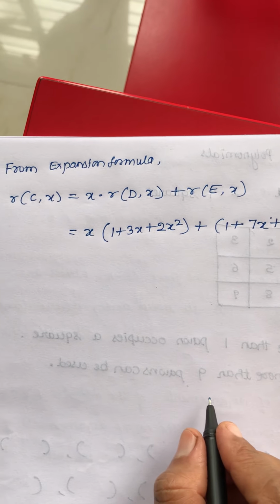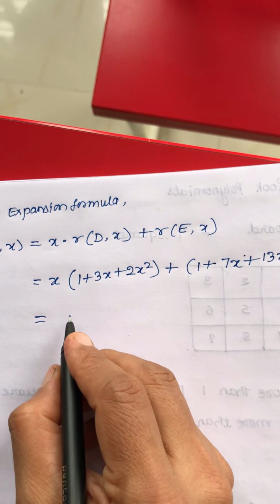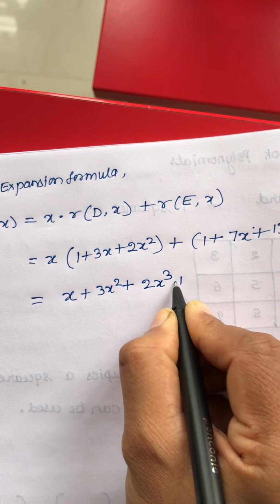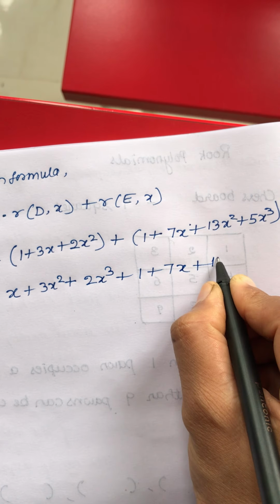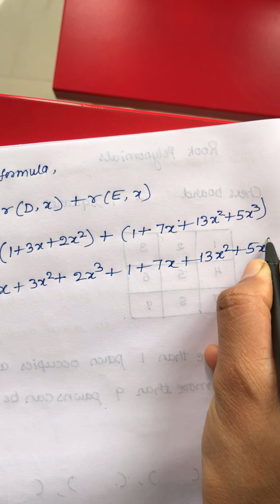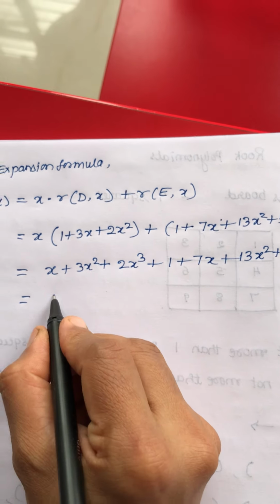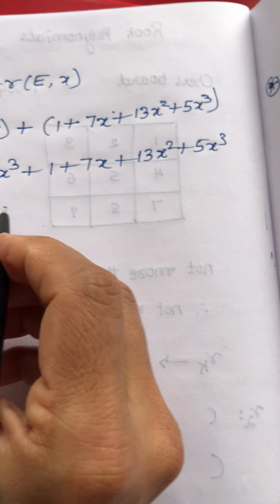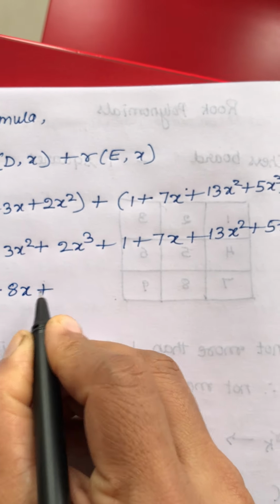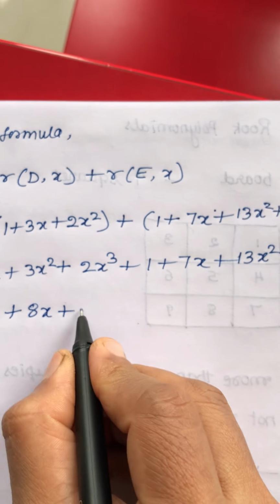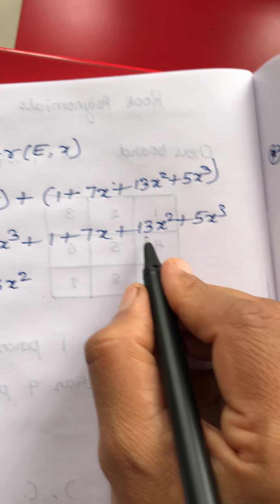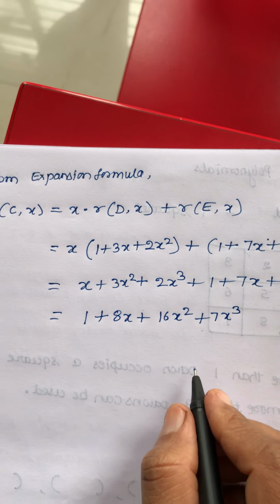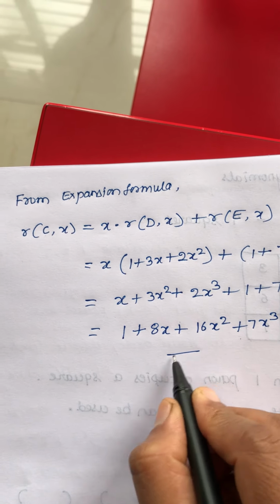Okay, now just multiply term by term. x plus 3x square plus 2x cube, plus 1 plus 7x plus 13x square plus 5x cube. So the constant term we have is 1, plus 7x plus x, which is 8x, 3x square plus 13x square which is 16x square, 2x cube plus 5x cube, so 7x cube. Okay, so it's a cubic polynomial and this is the answer.